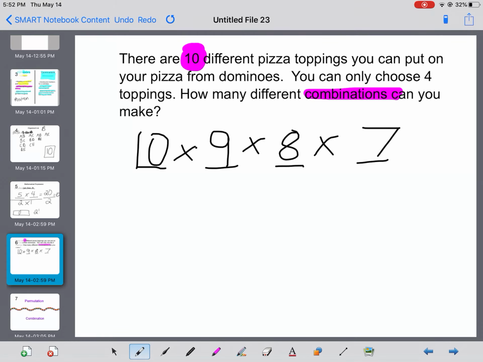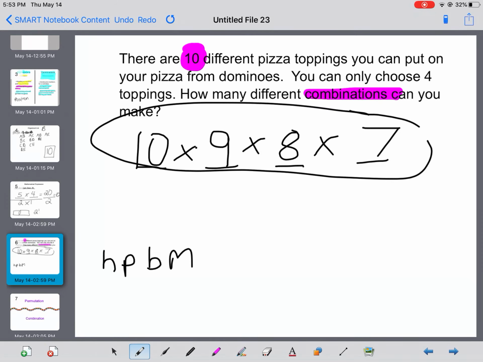But I know that using this way, I'm going to end up with different combinations that are the same, right? Because you could picture that I have, let's say, the ham, peppers, I forget what I said, bacon, and what did I say? Mushrooms? But when I do this mathematical equation here, it means I also could have the peppers, ham, mushroom, bacon. It looks different, but order doesn't matter. So these two things are actually the same. So I want to get rid of all those doubles.